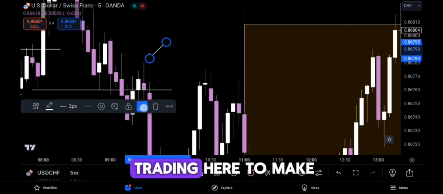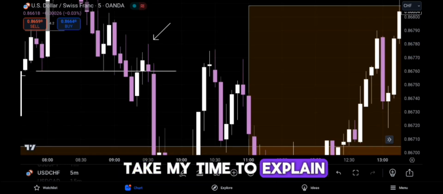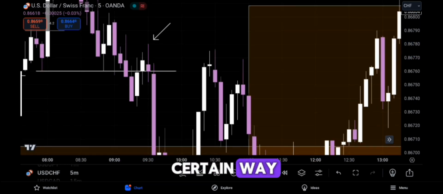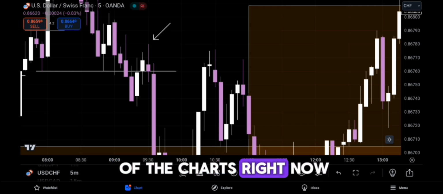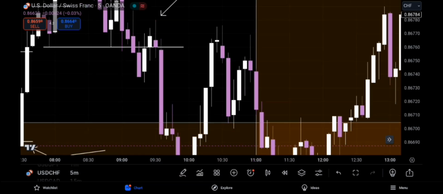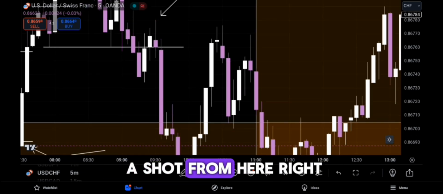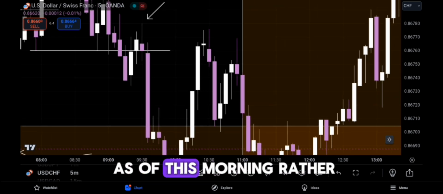The goal of our trading here is to make everybody profitable. So I'm going to take my time to explain why certain things are a certain way, so you clearly understand the condition of the chart right now. On this retest here, you can take a shot from here. Nothing wrong with taking a shot from here, right? But we missed it as of this morning.